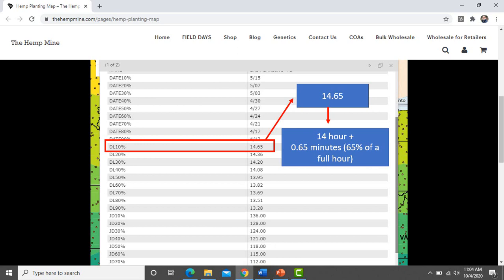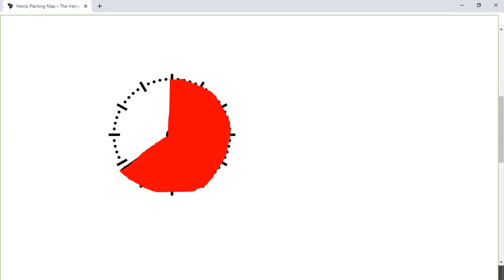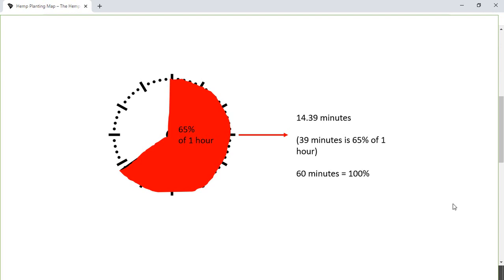So let's just break this down really simply so it's not confusing. Since it is a percentage, let's turn this into a pie chart. And in this case, we could think of a clock as a pie chart, right? Because in a clock, 60 minutes equals 100%. And so what is 65% of a full hour? 39 minutes. So there we go. That tells us that this photoperiod is 14 hours and 39 minutes, because 39 minutes is 65% of 1 hour.